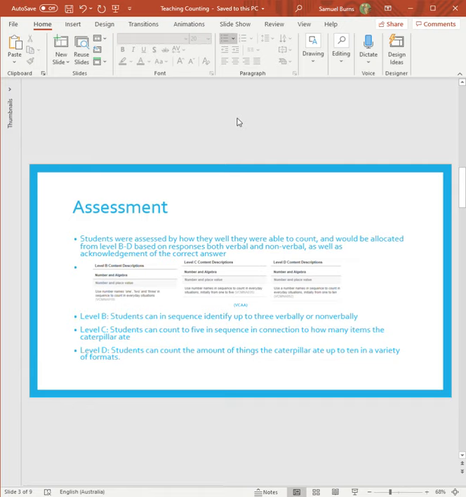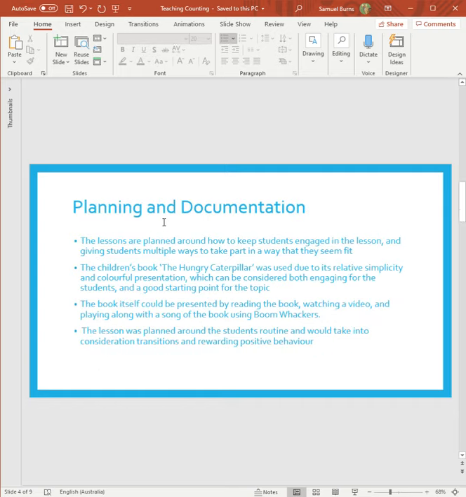The assessment was based on their responses to the questions, both verbally and non-verbally, as well as acknowledgement of the correct answers. Each student falls between level B to D of the maths curriculum. B is the lowest point, which is counting up to 3. Level D is counting up to 10 in a variety of formats.